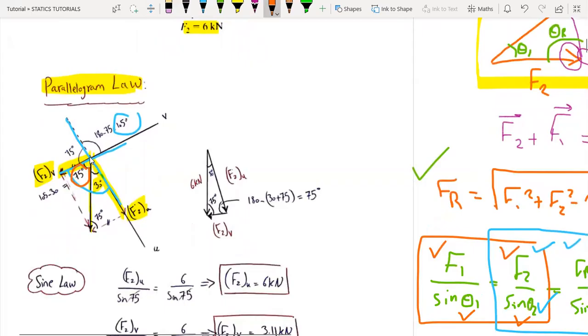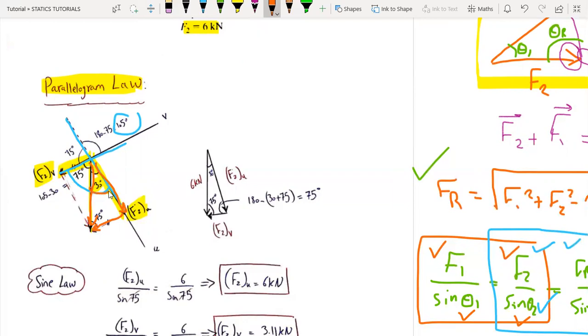So here we can take either this triangle, okay? We can move F2U to this side, parallel, and here is the resultant force Fr, okay? But I took this triangle, another triangle. So here, taking this triangle, here is Fr, here is F2U, and here is F2V, okay?